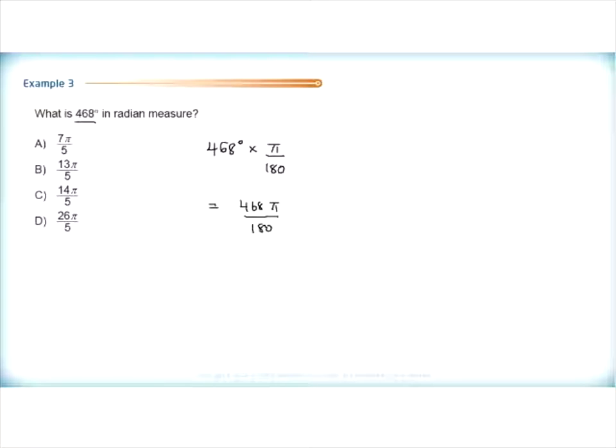So let's see what we're going to get here. I think each of them are probably divisible by 36. So if I were to take 468 divided by 36, I will get 13 pi. If I were to take 180 divided by 36, I will get 5. So I got 13 pi over 5. Correct answer is B.